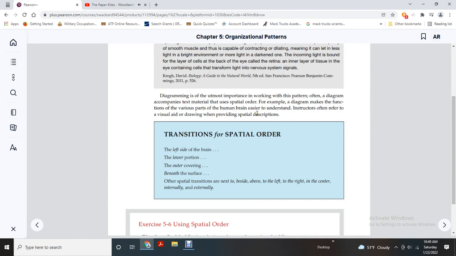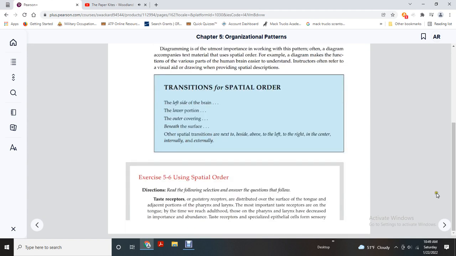Transitions for spatial order: the left side of the brain, the lower portion, the outer, beneath the surface. Other spatial transitions would be next to, beside, above, to the left, to the right, in the center, and internally, externally. Once again, these transitional words of spatial order show the left hand, lower, outer, beneath, next to, beside, above, left, right, in the center, internally, and externally.